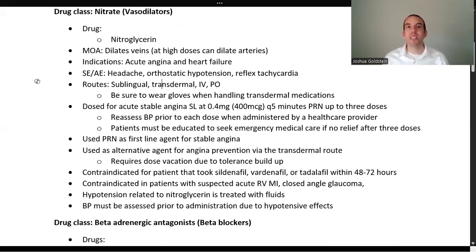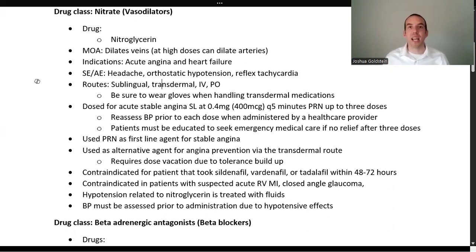The way the drug works is it dilates your veins. So what does this do? This increases the perfusion to your heart by increasing preload. Again, it increases perfusion to your heart by increasing preload. So it increases the supply to your heart. Now, again, in case I got anyone confused, we are talking now about angina. This is a drug used for acute angina.